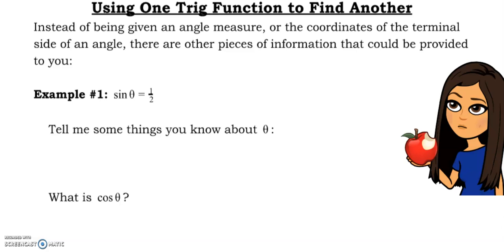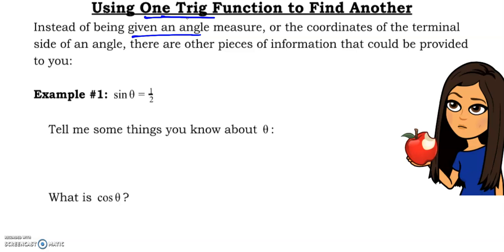Okay, so at this point in our chapter and our understanding of trig, we've given you an angle and asked you to find specific trig values. We've given you a trig value and said, find me the angle, so basically work backwards. But now what we're going to do is give you one trig function value, and we're going to use that to find something else. So, what do I mean by this?